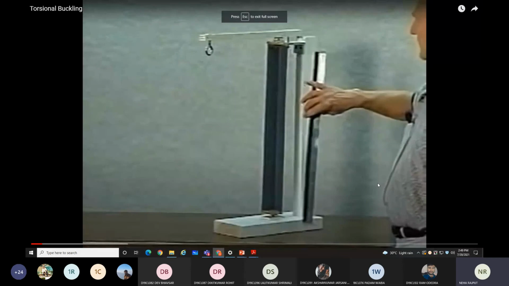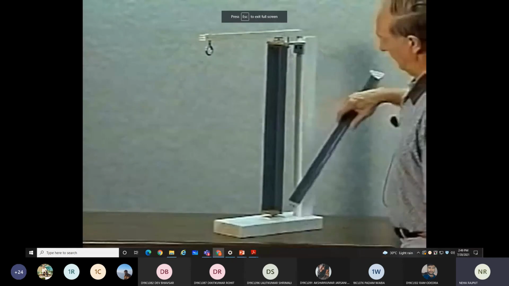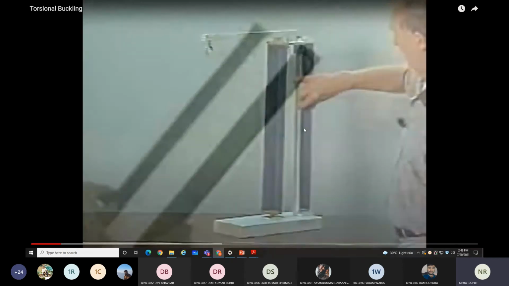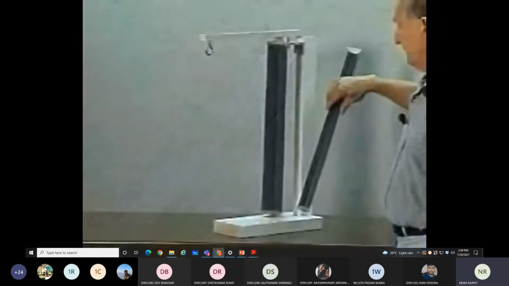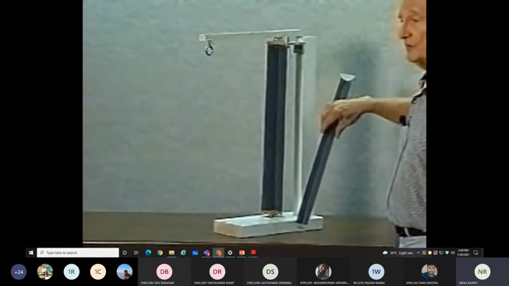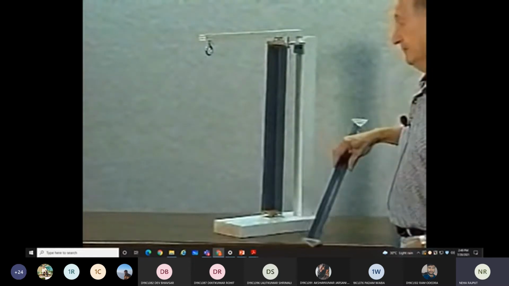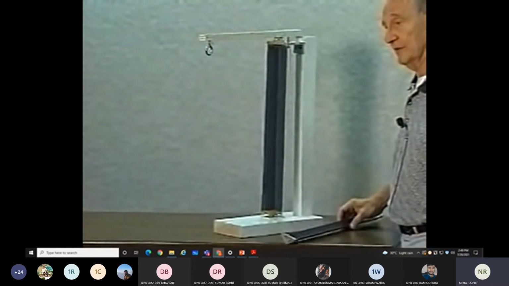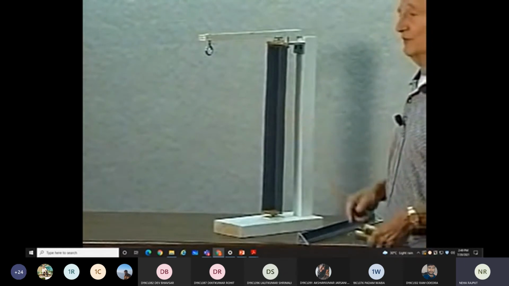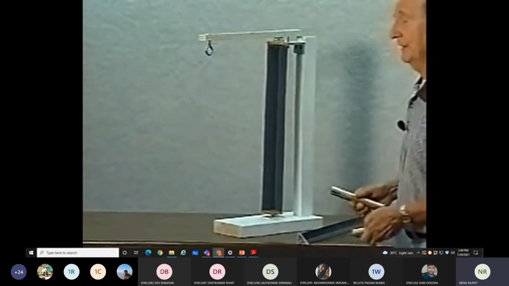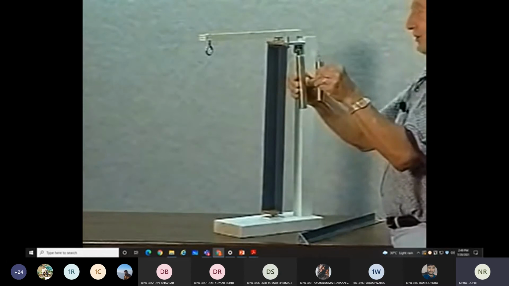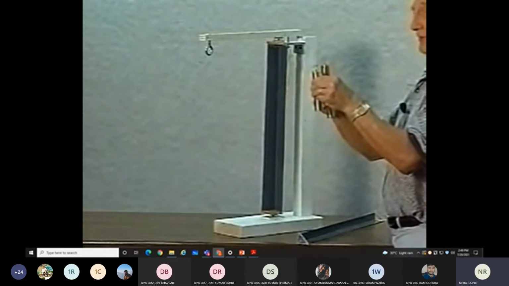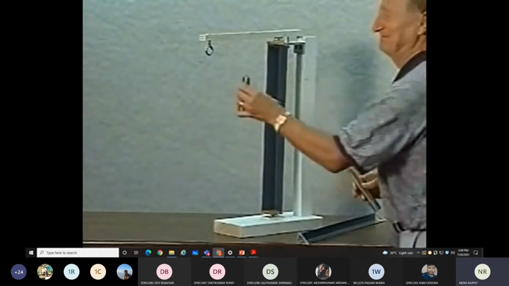Okay, we have two angles here. The difference between these two is the leg size. One is twice the size of the other, so you would think that the larger one should carry more load. But the theory we have seen previously indicates that this should carry less load, and we'll demonstrate it. As a matter of fact, of these two loads, this member is going to buckle at the smaller one.